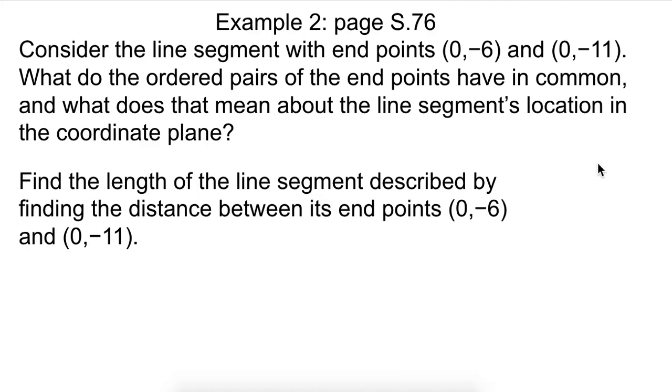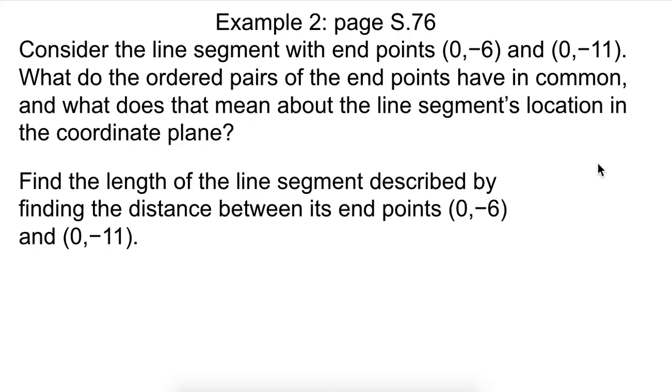Guys, write it down. Okay, so we have, yes, a line segment with endpoints at (0, -6) and (0, -11). Again, ordered pairs, yes. What do they have in common?